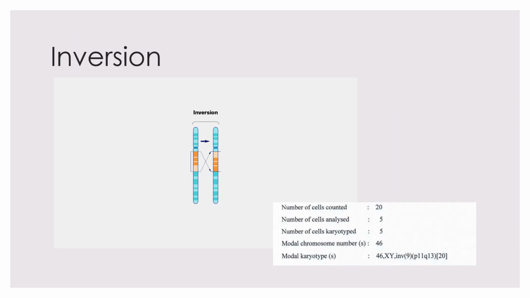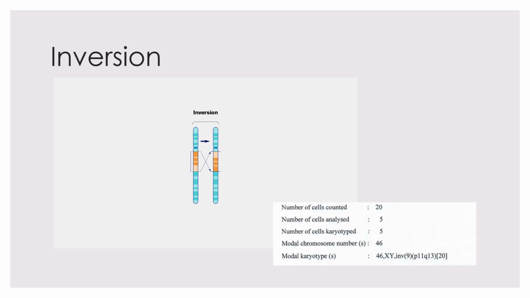Inversion. What is inversion? Look at this chromosome. See these dark orange bands? They are above. Light orange is below. Now if there is a break here and there is a break here, and this reverses itself and inserts itself into the chromosome, now it's inverted. So it's called the inversion.